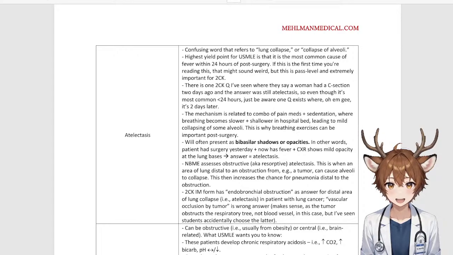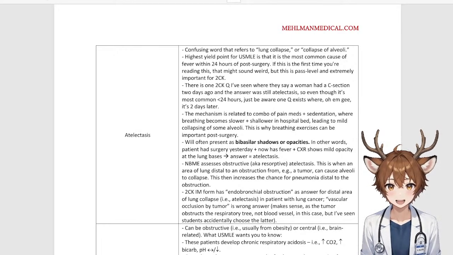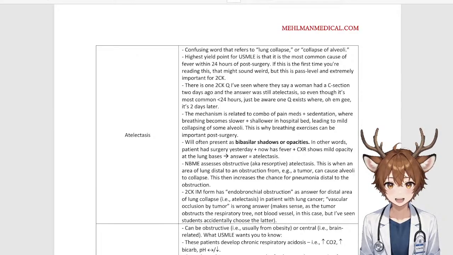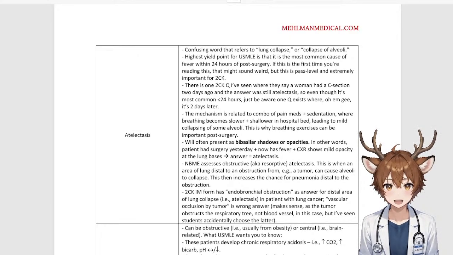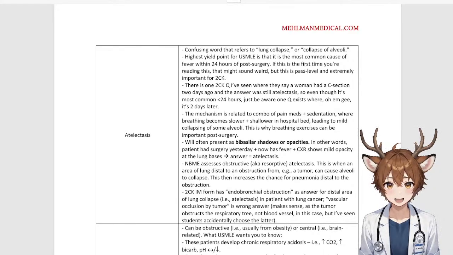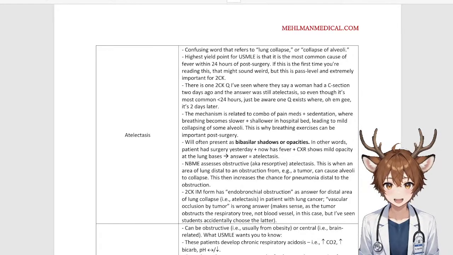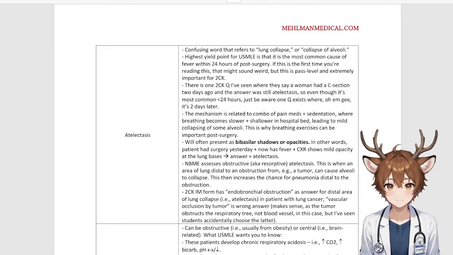Anyways, back to atelectasis. Atelectasis, a confusing word that refers to lung collapse or collapse of alveoli. Highest yield point for USMLE is the fact that it is the most common cause of fever within 24 hours of post-surgery. If this isn't the first time you're reading this, that might sound weird, but this is pass level and extremely important for 2CK.